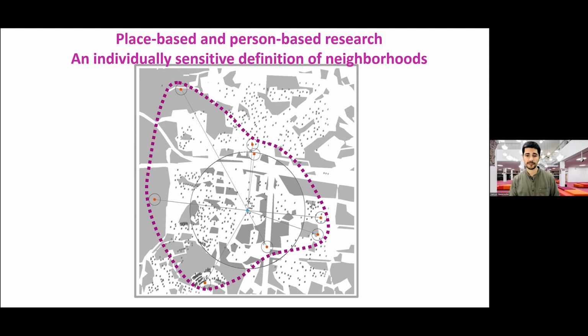And then we knew that from people's markings, we knew that they go to many places which are beyond this 500-meter. We can also tell that from our personal life. A 500-meter radius around our home usually doesn't capture all the areas that are relevant to us. So we wanted to come up with a more individually sensitive way of defining neighborhoods. So that's the question I was trying to find an answer for.